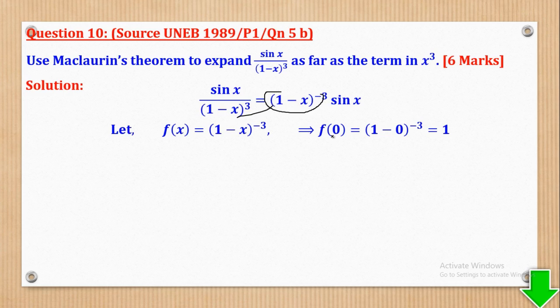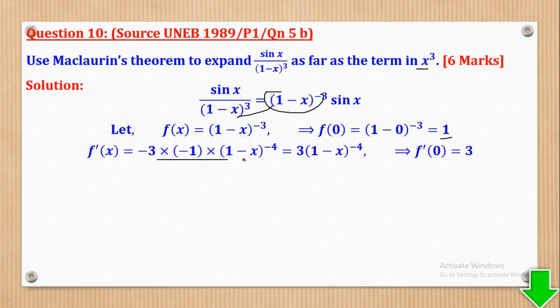Therefore, they want x cubed, therefore we have to expand up to the third derivative. So f(0) will be that, then differentiate it, you'll come up with this. So remember we say, bring down the power, reduce the power by 1, then differentiate the inner bracket, which is negative 1. Simplify, you'll come up with that, put x equal to 0, you'll come up with that.